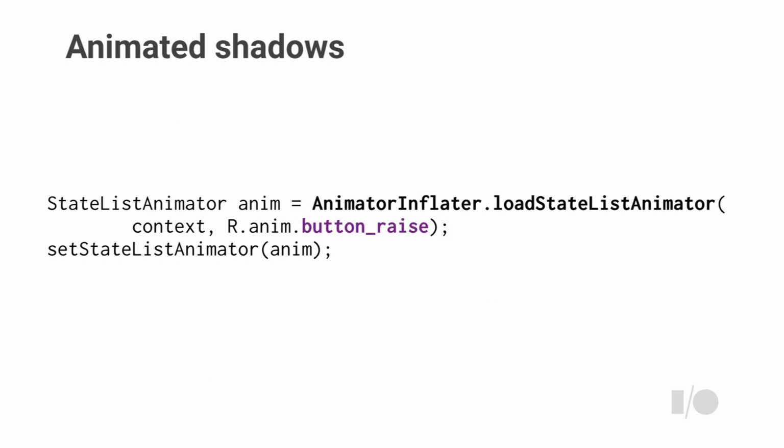So this is how you would use the state list animators from code. It's easier to do it from XML, but if you want to dynamically load those animations, this is a pattern that you're probably familiar with.